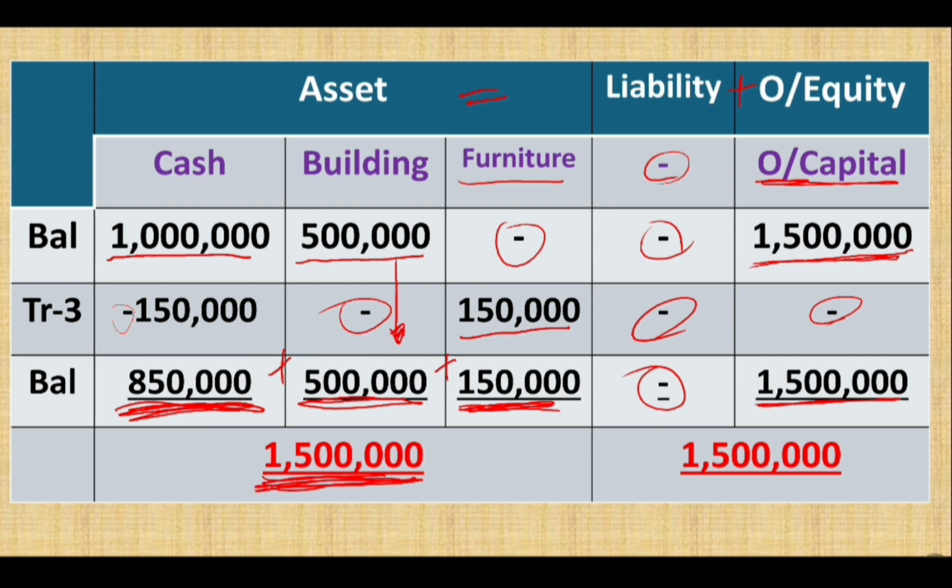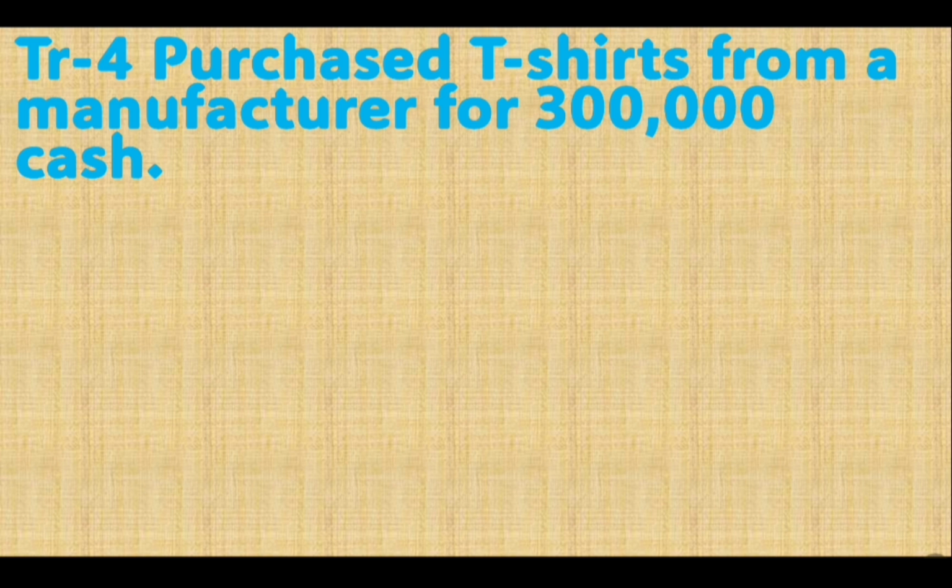850,000 plus 500,000 building plus 150,000 furniture gives us 1,500,000. The total liability plus owner equity is 0 liability plus 1,500,000 owner equity, which gives us 1,500,000. So they are balanced. Now let's go to the next transaction.